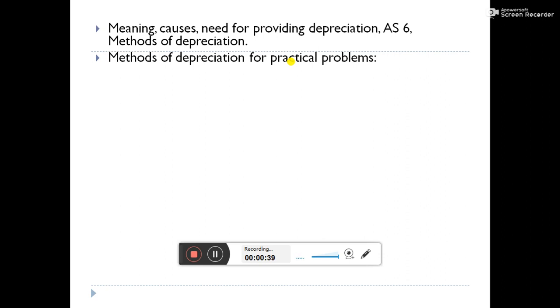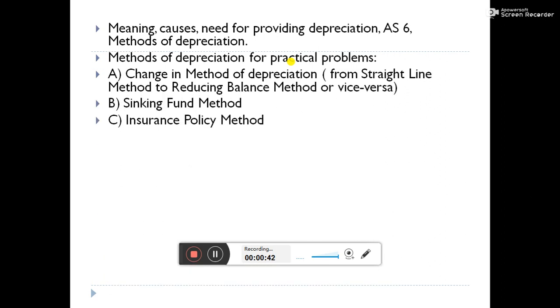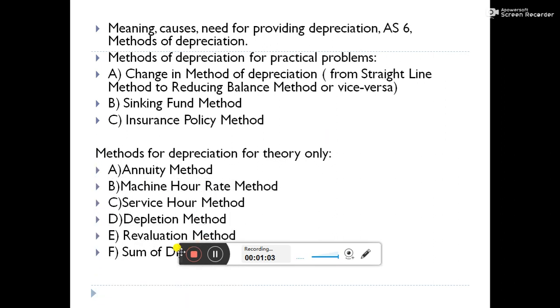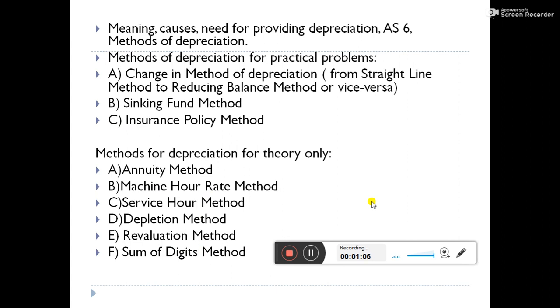The methods of depreciation which will be asked for practical problems are change in method of depreciation from straight line method to reducing balance method or vice versa, sinking fund method, and insurance policy method. So these three methods of depreciation are there for your practical problems. And the methods that will be asked only for theory purpose are annuity method, machine hour rate method, service hour method, depletion method, revaluation method, and sum of digit method.